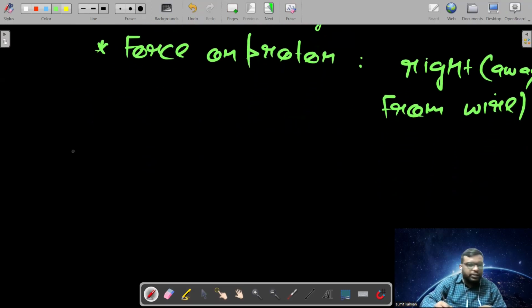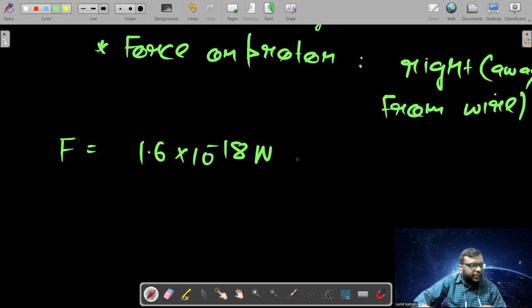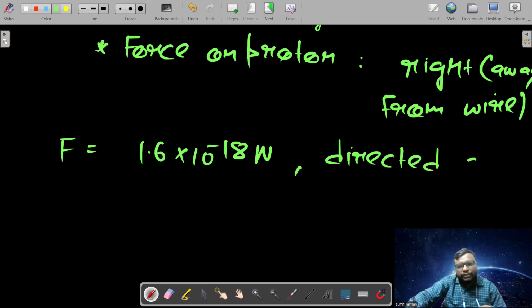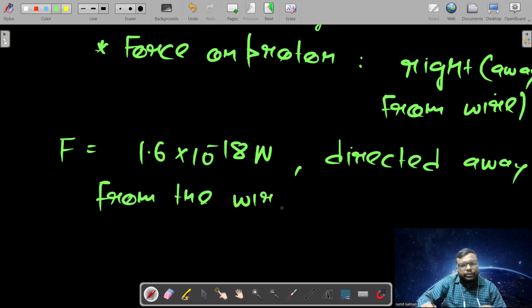Here, our magnitude of magnetic force is 1.6 into 10 power minus 18 Newton. It is directed away from the wire. So this was the solution of this problem.